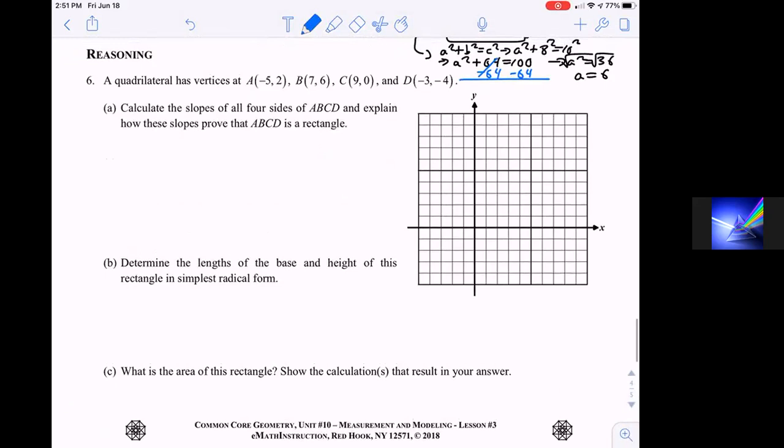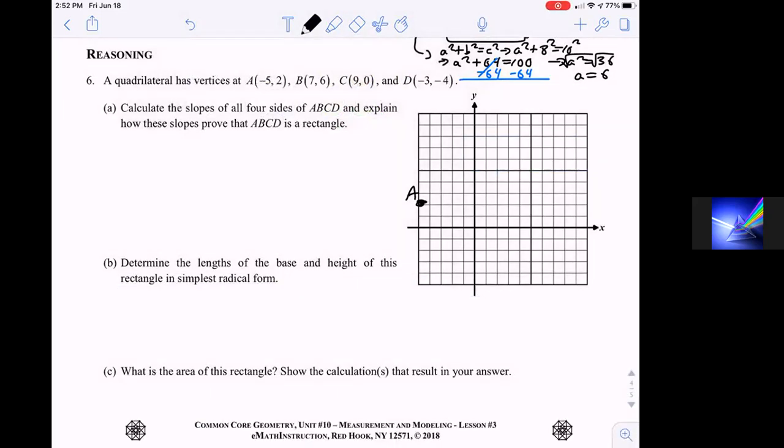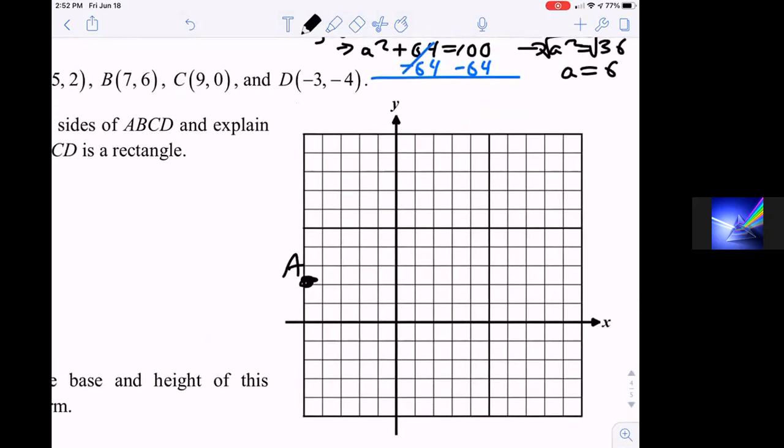And number 6, a quadrilateral has vertices at 5, -5, 2. So let's plot this. Go over -5 to the left, up 2, and we're going to label that as point A. B, we're going to go over 7, up 6. Okay, so if that's 0, 0 right there, we're going to go over 7, up 6. That would be point B right there.